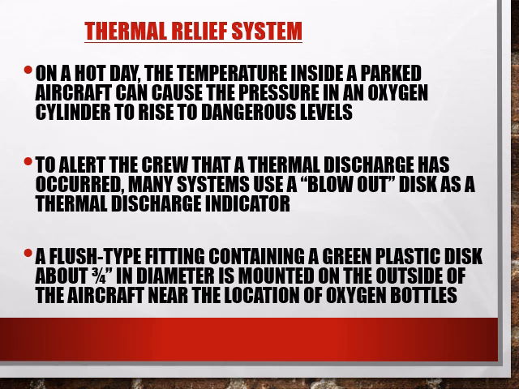To prevent overpressure and high temperatures, oxygen systems include thermal relief valves. If the pressure exceeds limits, a blowout disc will rupture and release the excess gas. A missing green disc on the aircraft's exterior signals that a blowout has occurred.